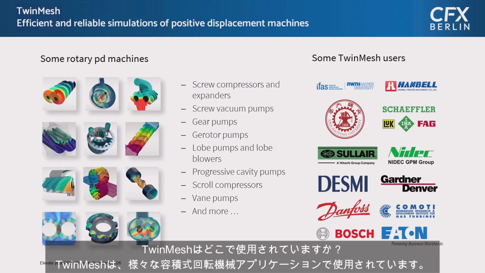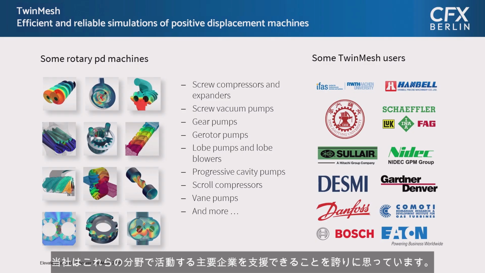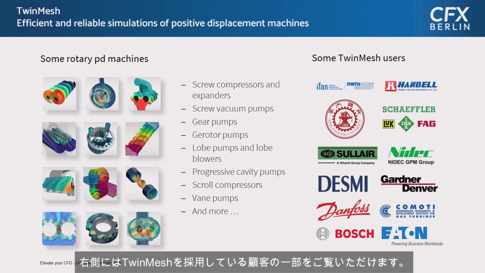So where is TwinMesh used? TwinMesh is used across a range of rotary positive displacement applications. Key areas include screw compressors and expanders, screw vacuum pumps, gear pumps, G-rotor pumps and many more. We are proud to support leading companies working in these applications. Many of our clients have used TwinMesh for years and value its reliability and efficiency. On the right hand side you can see some of our customers using TwinMesh.